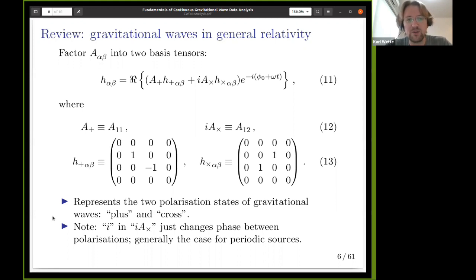In the vacuum solution, there's no preferred phase between the plus and the cross polarizations. But when you actually solve the Einstein field equations for actual sources, you'll find that typically the two polarizations are out of phase by 90 degrees. So this is a conventional choice to make sense of that.